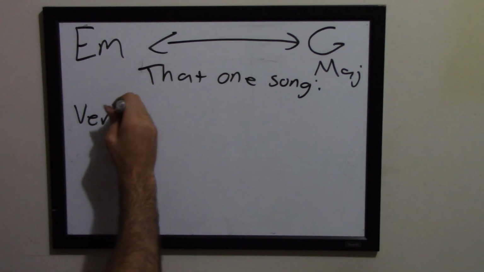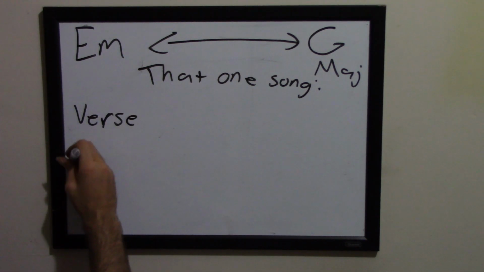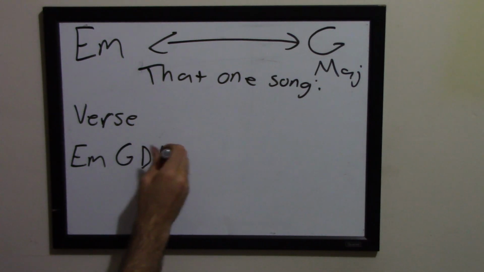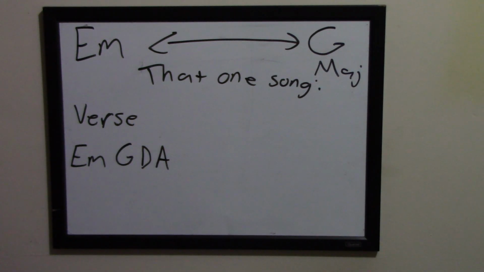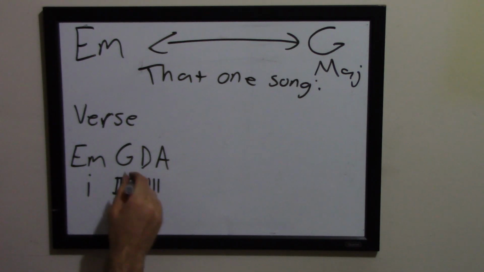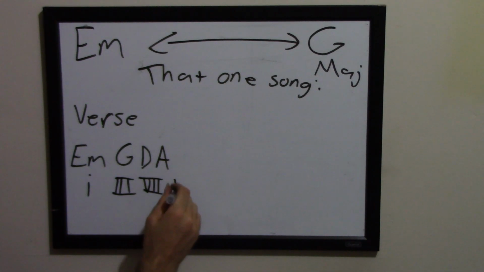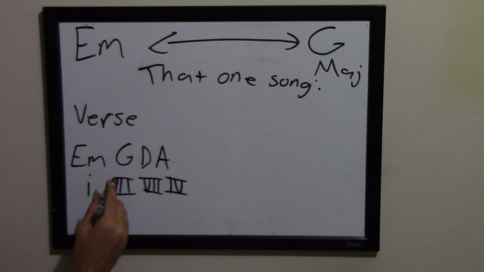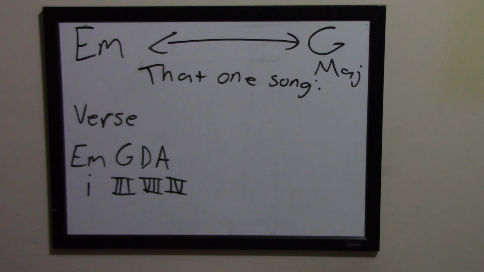It starts on, let's do it in E minor, it starts on an E, and then we'll go to a G, and then we go to a D, and then we go to an A. Right? So we could think about this as 1 minor, 3, 7, and then 4 major. Normally in the minor key 4 would be minor. Here we have a major. Don't worry about it.